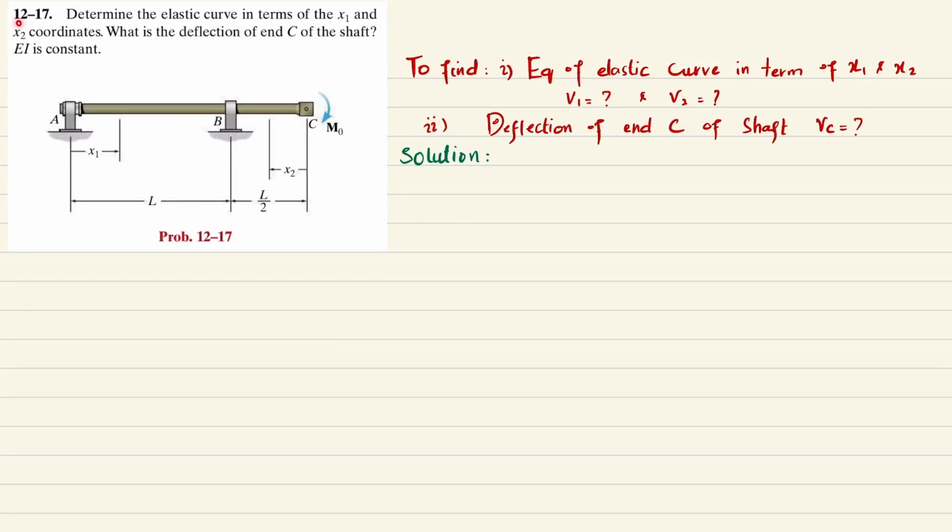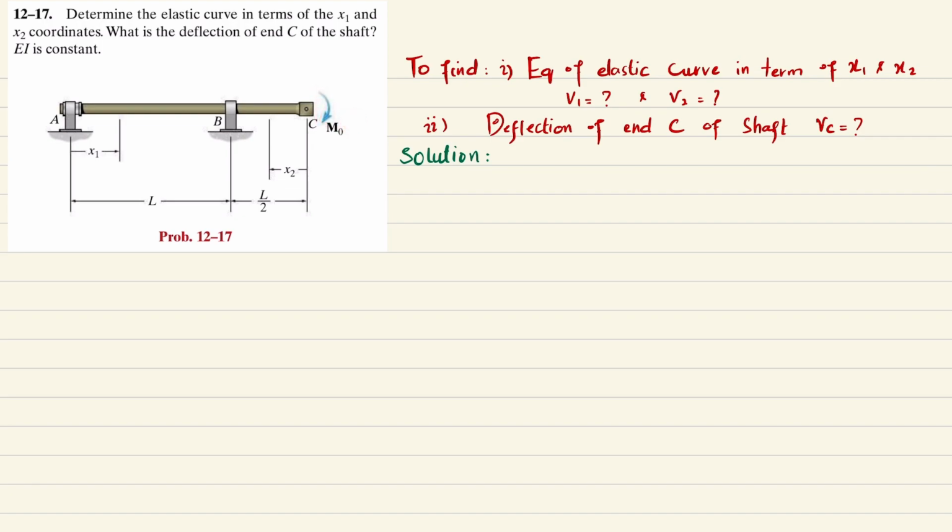Welcome back. Problem 12.17. The statement is: determine the elastic curve in terms of x1 and x2 coordinates. What is the deflection at C of the shaft? EI is constant. You can see this is the shaft AC having supports at point A and point B, and there is a moment M0 given at point C.